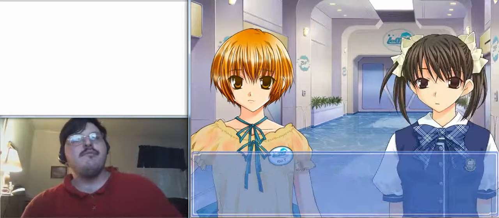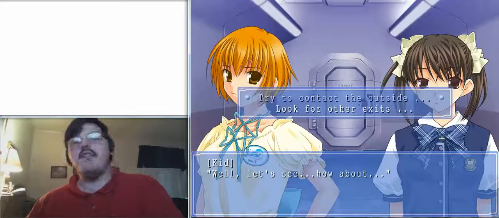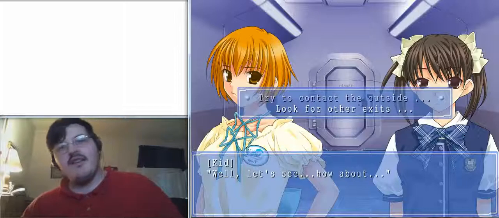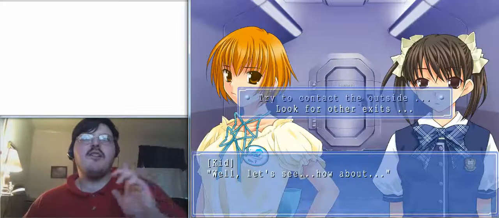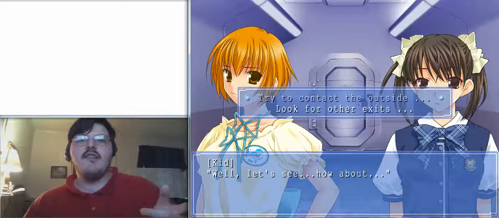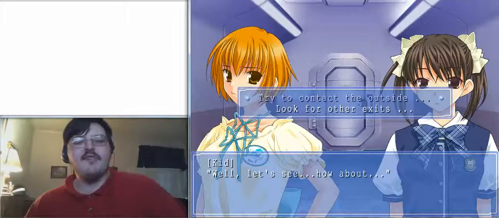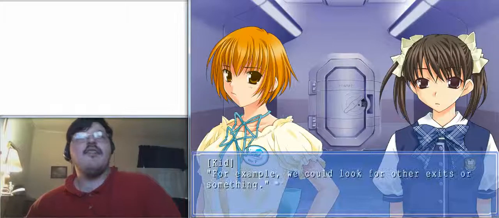Alright. Back in a second. Now the kids' mini branching parts are really beginning to kick in. Looks like it. If we try to contact the outside, I think it takes that scene where she tries to beat up the computer. Let's see what happens if they just try to look for other exits. For example, we could look for some other exits or something.